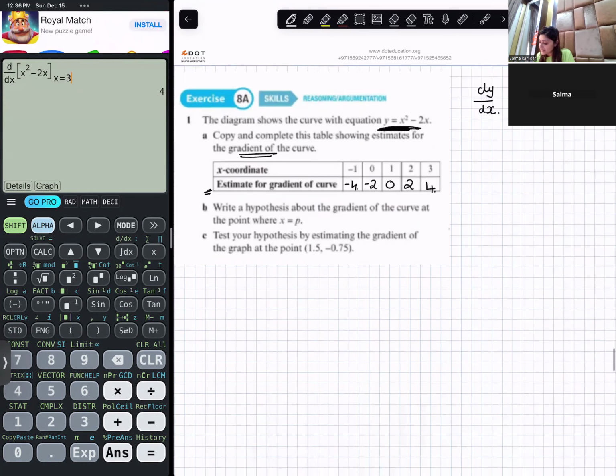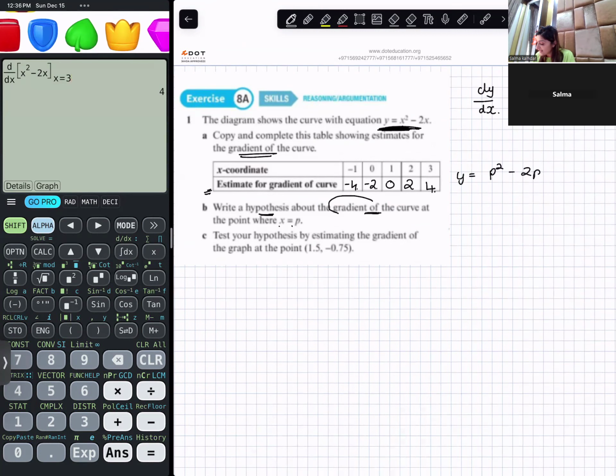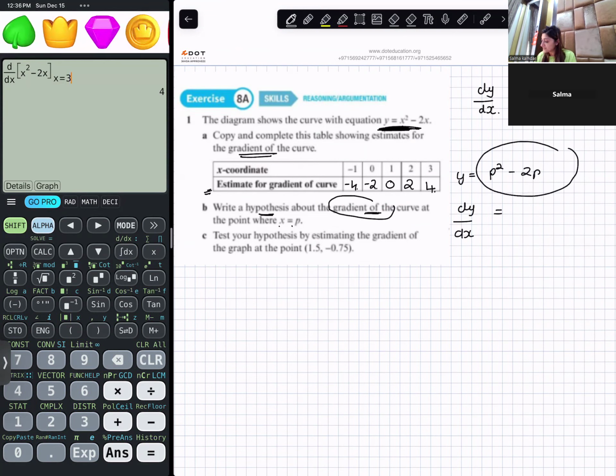Now they want us to write a hypothesis about the gradient of the curve when x is equal to p. Now instead of x, it will become p. So y would be p squared minus 2p. But I want the hypothesis for the gradient of the curve. So I would write dy by dx, the derivative of this, which would be 2p minus 2.